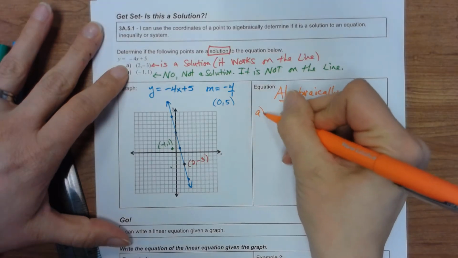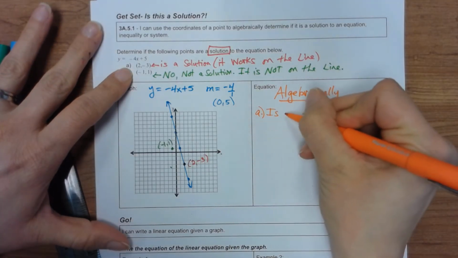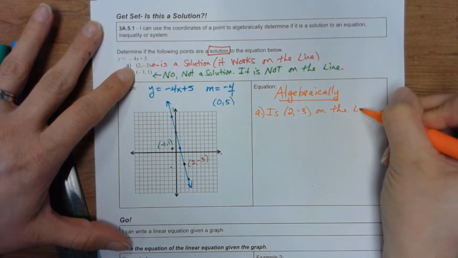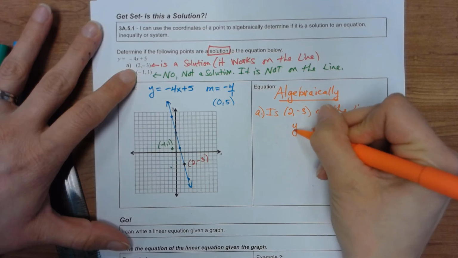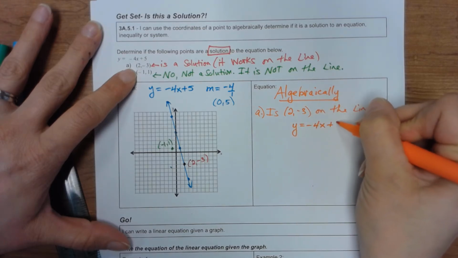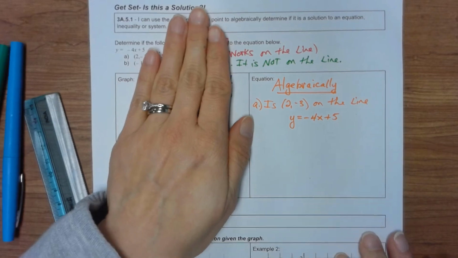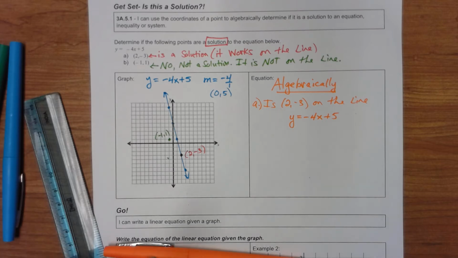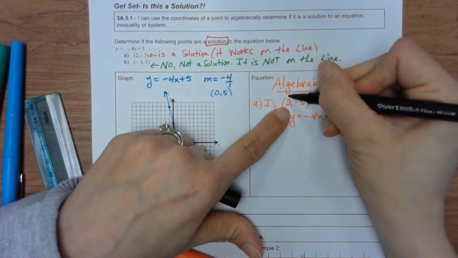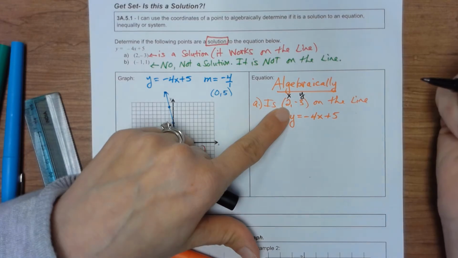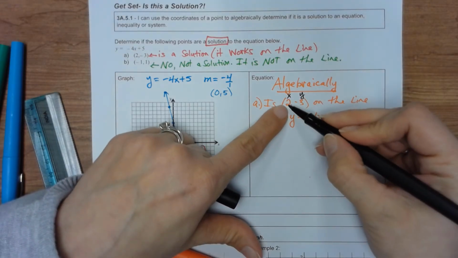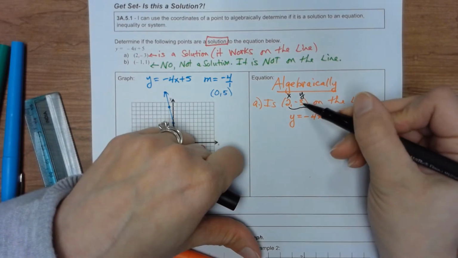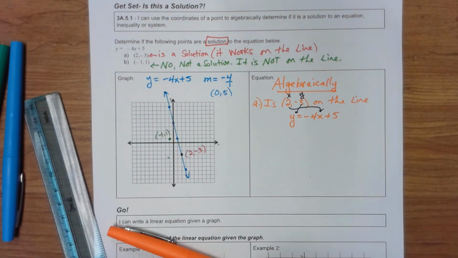Okay, so we're going to do problem A once again. Is 2, negative 3 on the line? And the line is y equals negative 4x plus 5. Okay, so without having graph paper, how could I test this point? Well, it's really quite simple. If they give you a point, that's the x number, and that's the y number. I could take the x number 2, and I could plug it into the x spot. I could take the y number, plug it into the y spot, and I could see if it works.